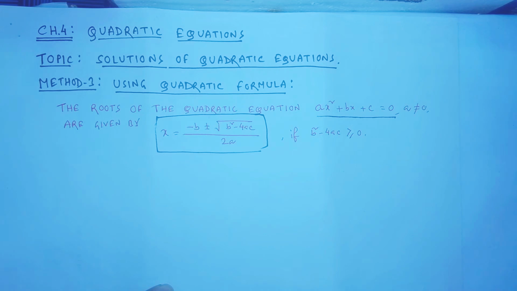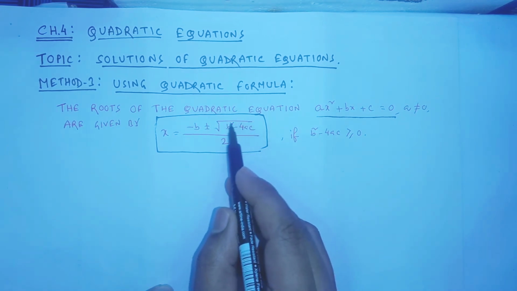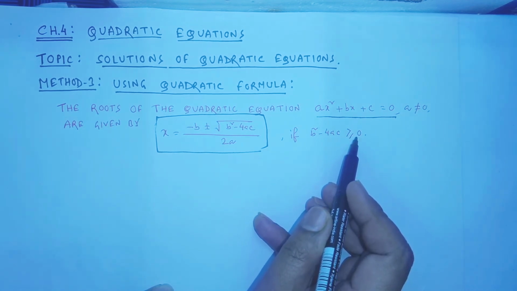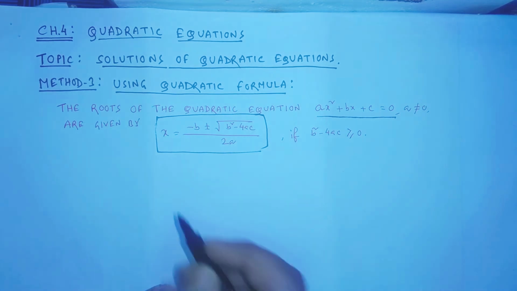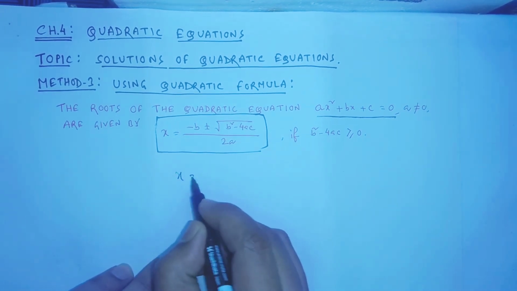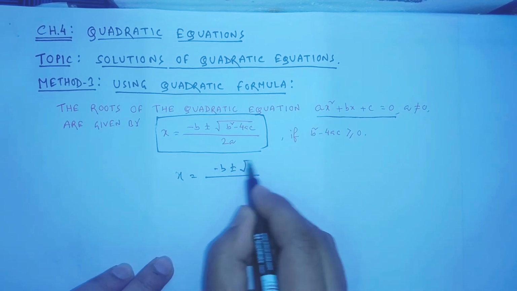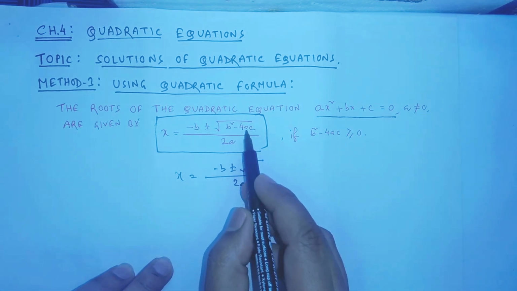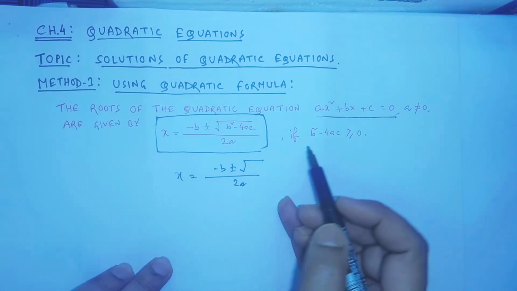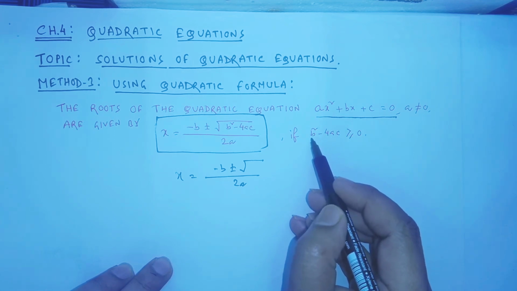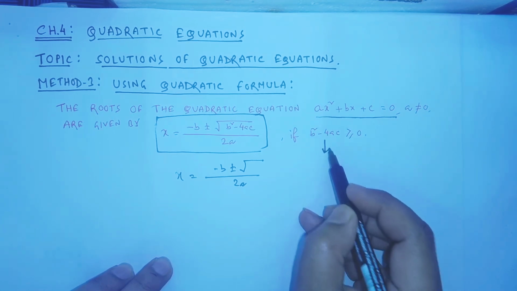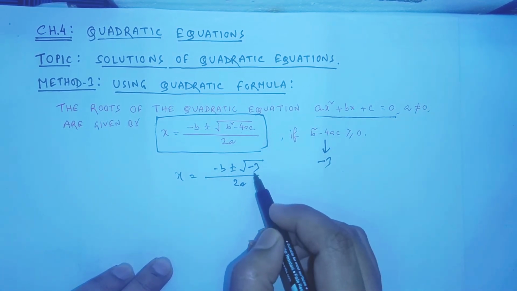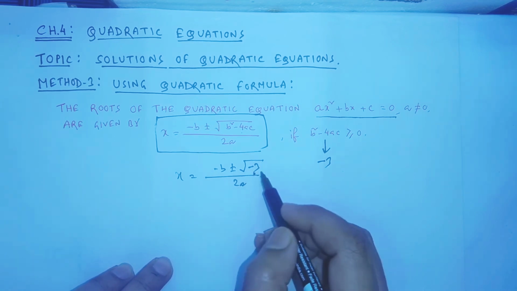One thing you must also understand is that this b square minus 4ac should be either greater than 0 or equal to 0. That means it should not be less than 0. The formula is x equal to minus b plus minus root over b square minus 4ac divided by twice a. If b square minus 4ac is less than 0, suppose you put in the values of a, b and c and got minus 3, then you need to put minus 3 under the root, which is not a real number.